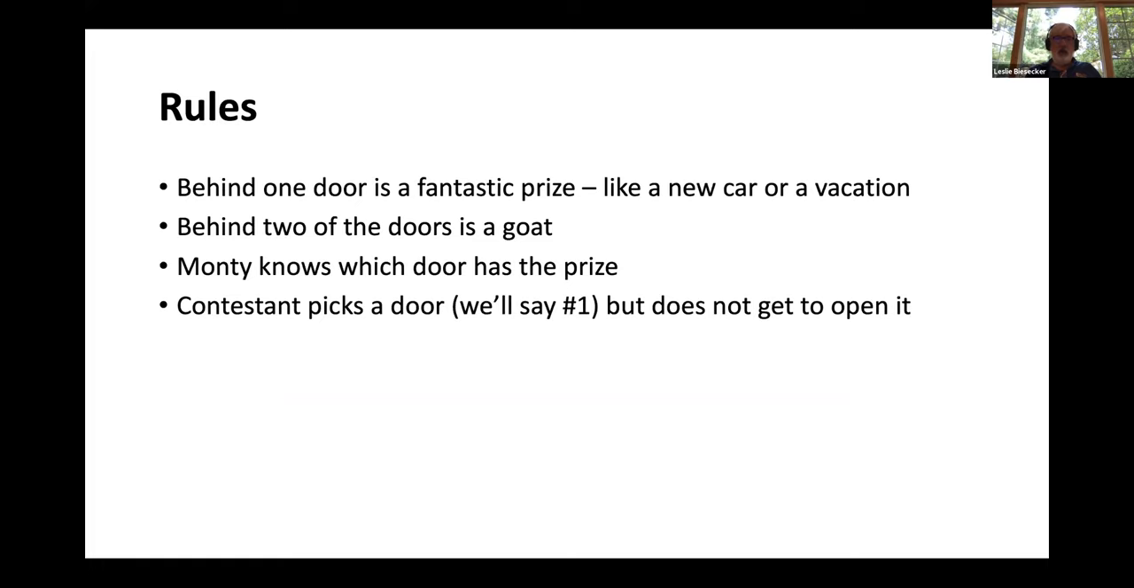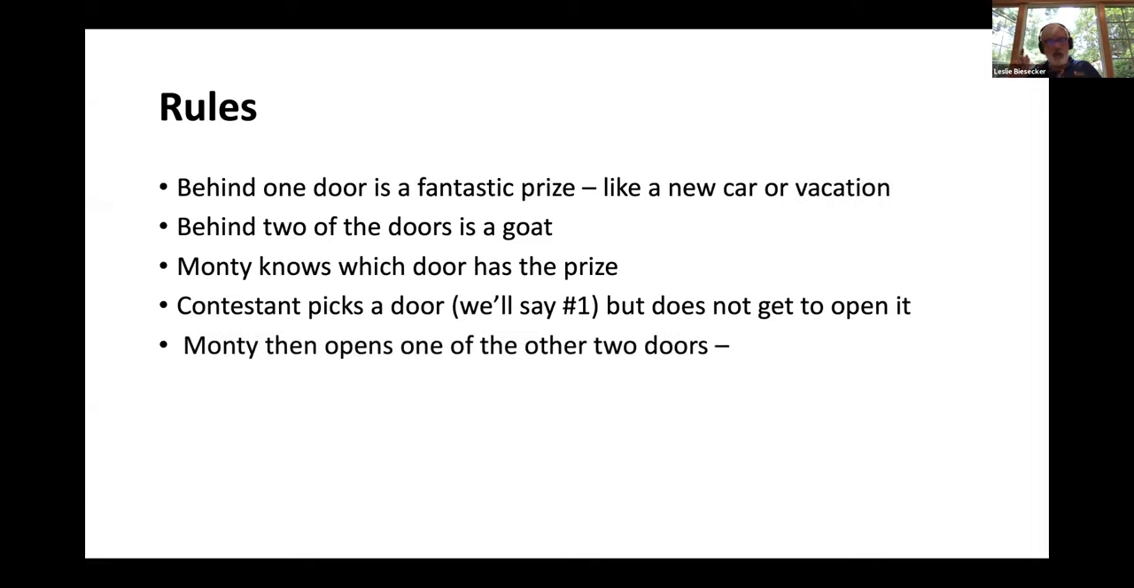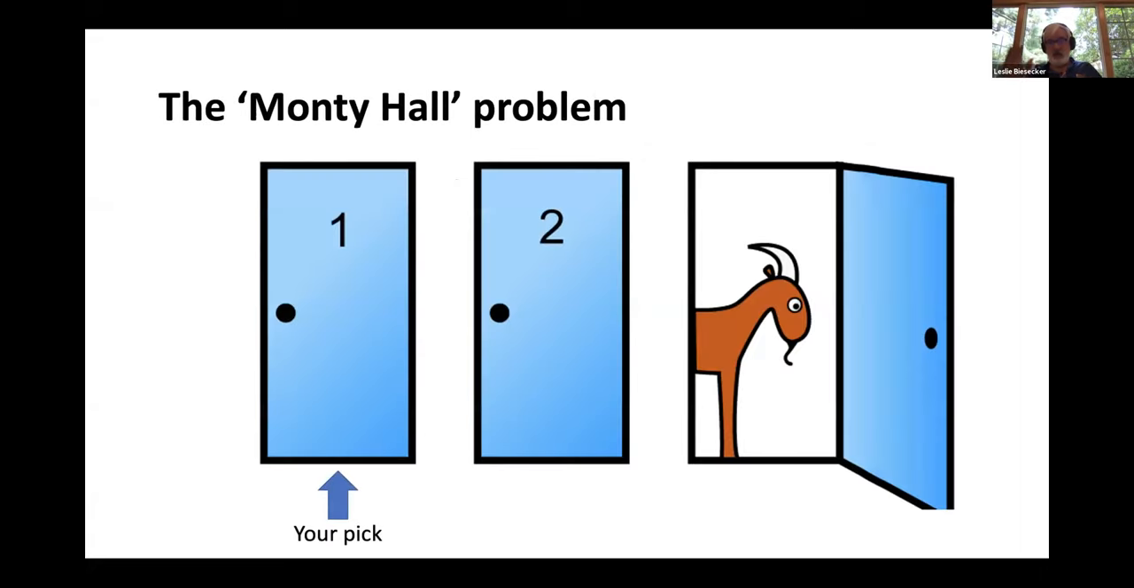Monty Hall knows which of the three doors has the prize and which two of the doors have the goat. And he brings up a contestant and asks that contestant to please pick one of the three doors. But the key thing is that contestant does not get to open the door. Monty then opens one of the other two doors. All right, and so let's just say for simplicity, Jenny, let's say you pick door number one.